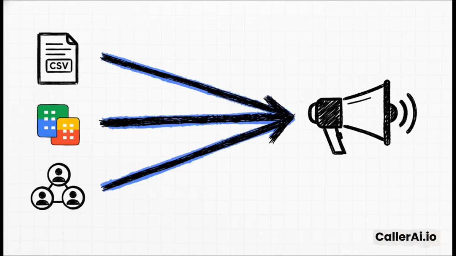Now what about your leads? Getting them into the system is also really flexible. You can do a simple upload with a CSV file. Or, and this is pretty cool, you can connect to Google Sheets so it updates automatically. But if you want the whole shebang, you can integrate it directly with your CRM like HubSpot or Go High Level for a totally hands-off workflow.